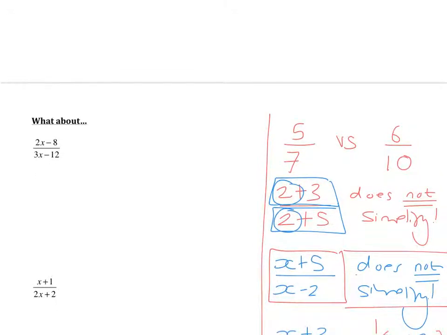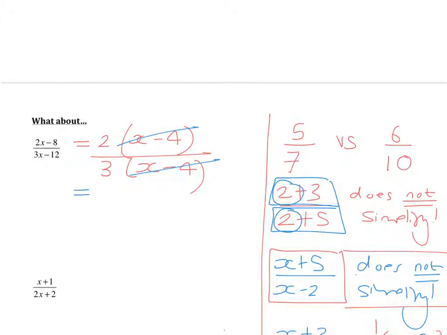If we try and apply this to these examples, factorise the numerator here, take out the 2, we have an x minus 4. Factorise the denominator, take out the 3, we have an x minus 4. We can now cancel the x minus 4 factors, leaving us with 2/3.